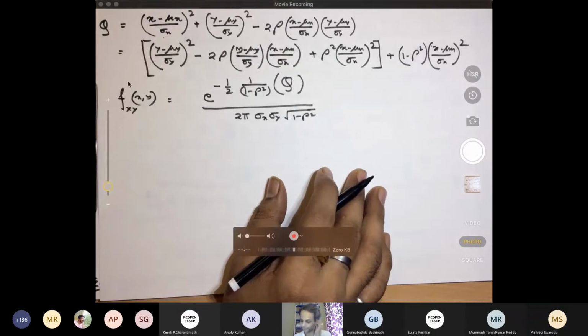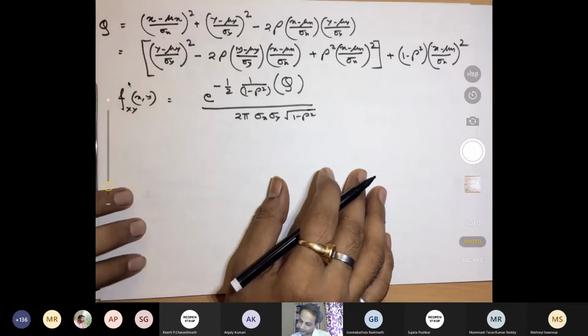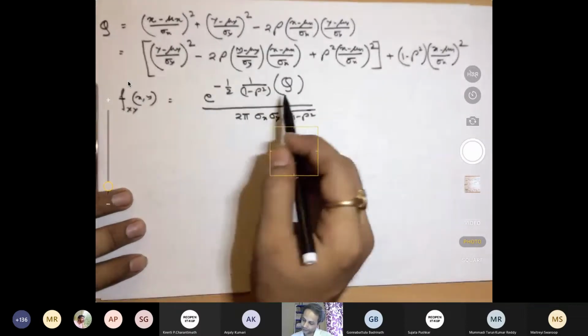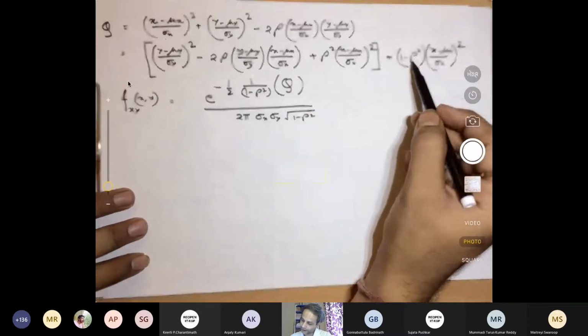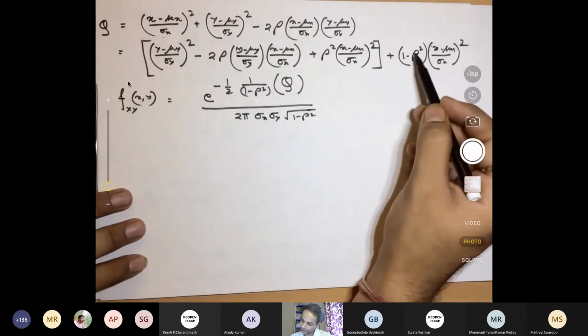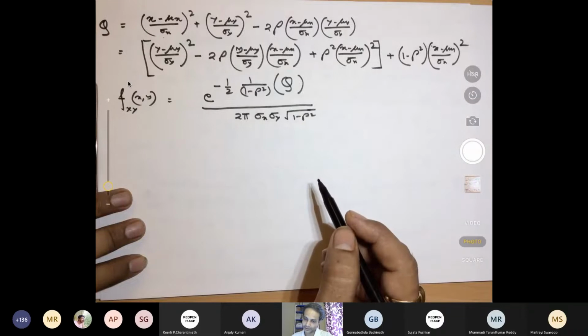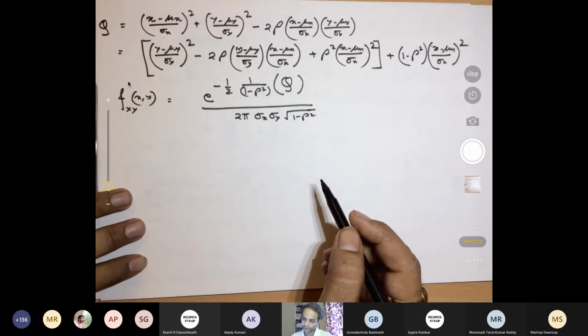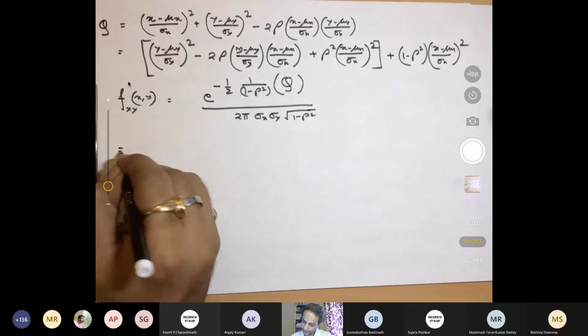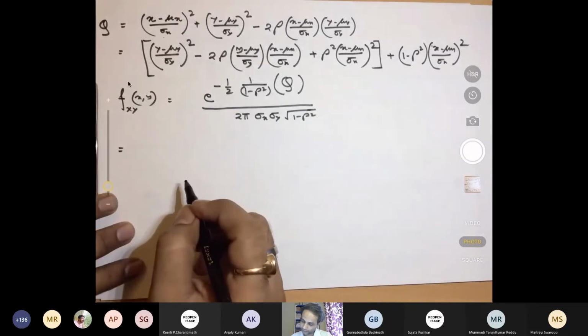Yes, sir, it's fine. So now this 1 minus rho square and this part from here 1 minus rho square, they will be cancelling each other. It is immediate. So we will be able to write the thing in this way.